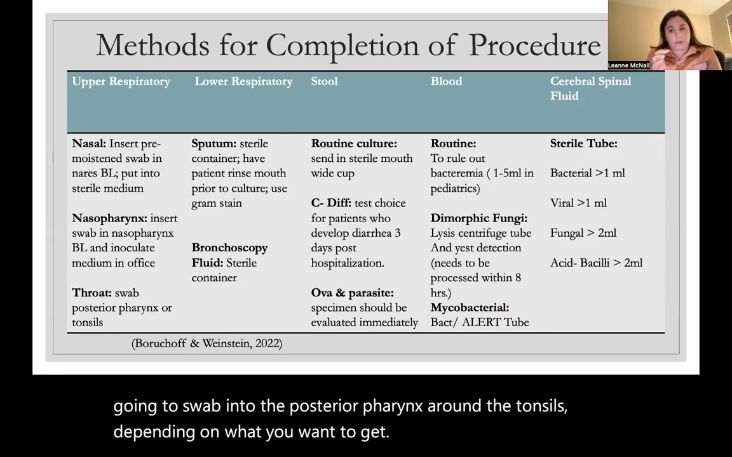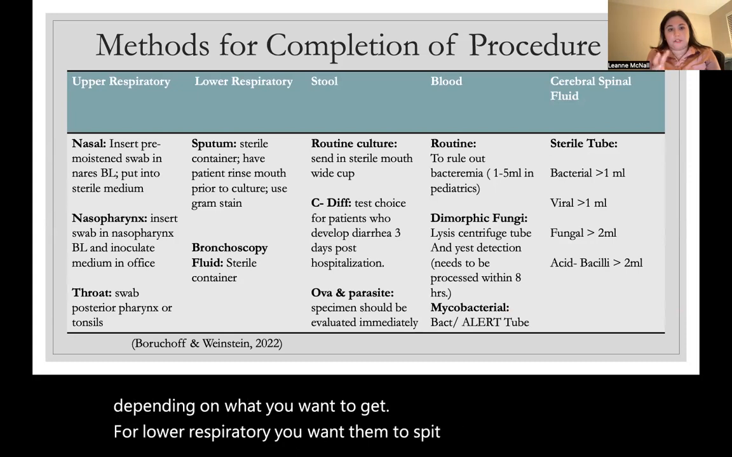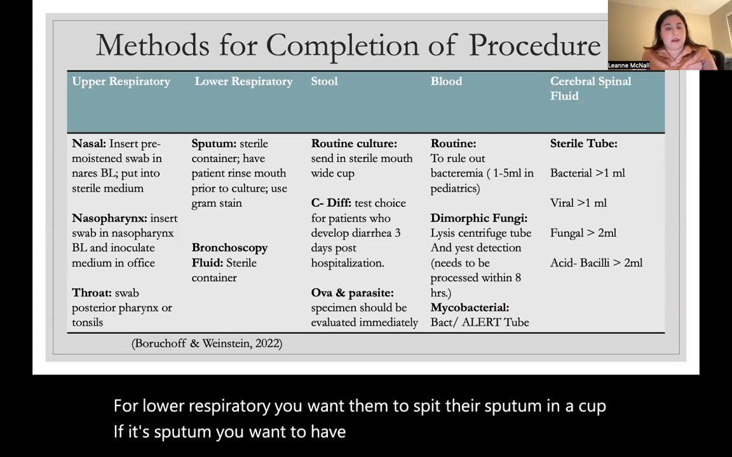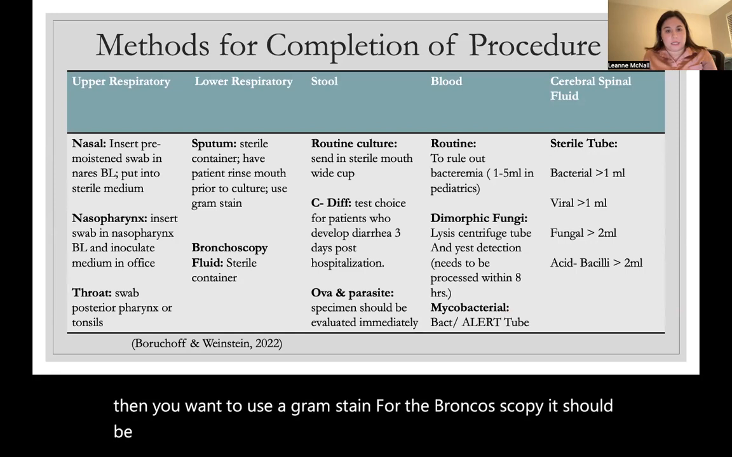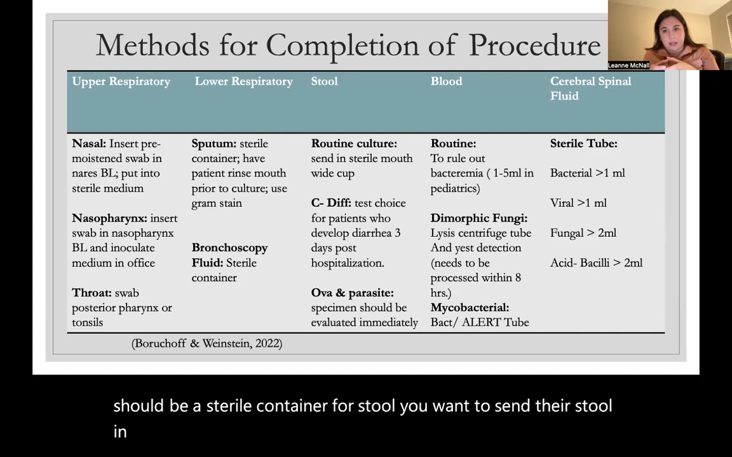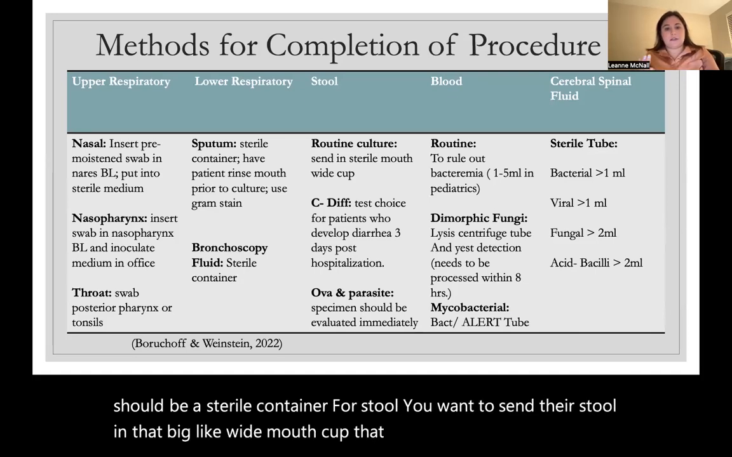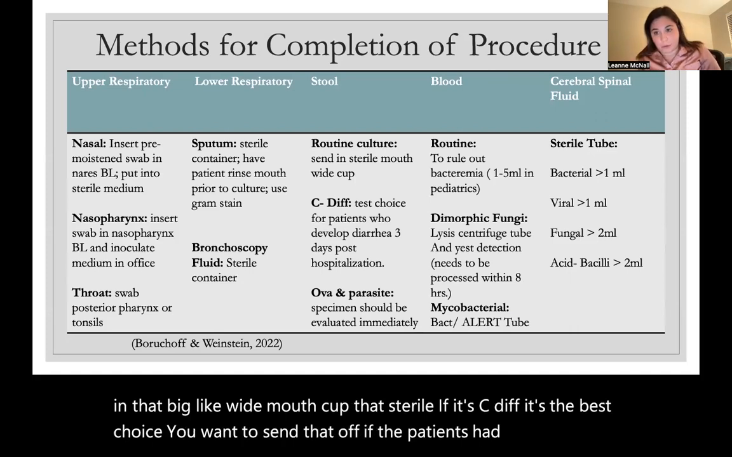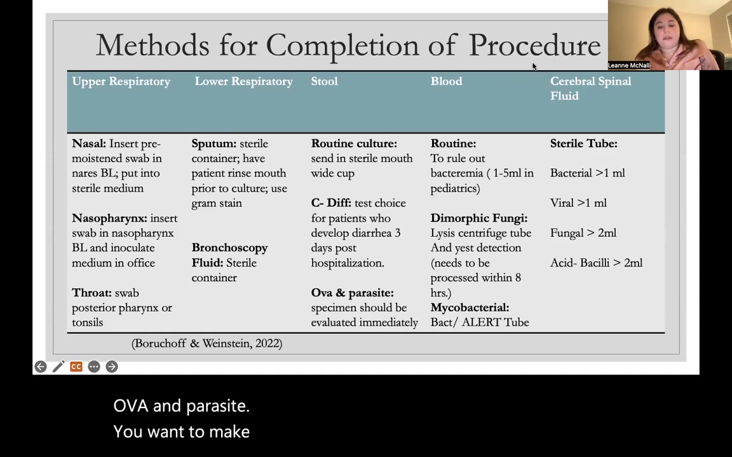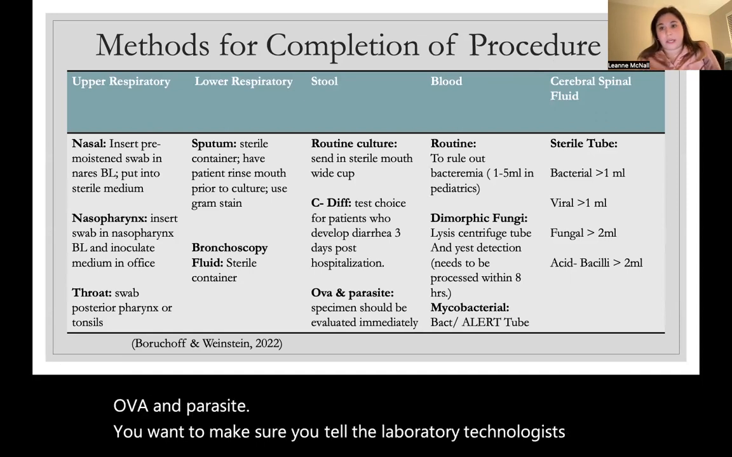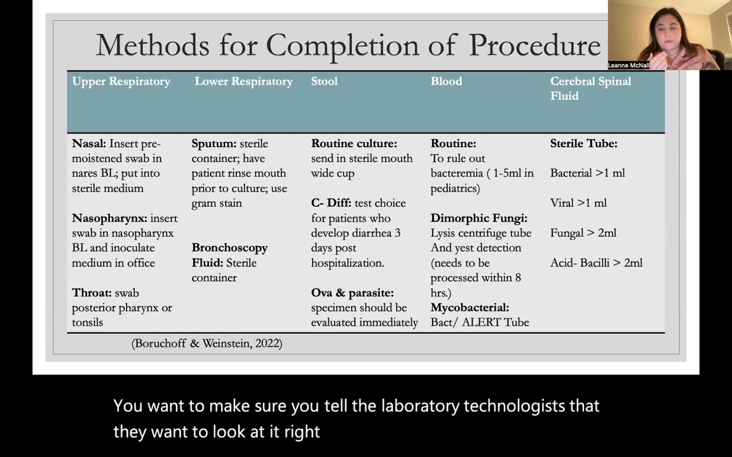For lower respiratory, you want them to spit their sputum in a cup. If it's sputum, you want to have the patient rinse their mouth, and then you want to use a gram stain for that. For the bronchoscopy fluid, it should be a sterile container. For stool, you want to send their stool in that big, wide mouth cup that's sterile. If it's C. diff, it's the best choice. You want to send that off if the patient's had diarrhea, especially if it's been past 3 days from the hospital. For the ova and parasite, you want to make sure you tell the laboratory technologist that they want to look at it right away in case they see something.